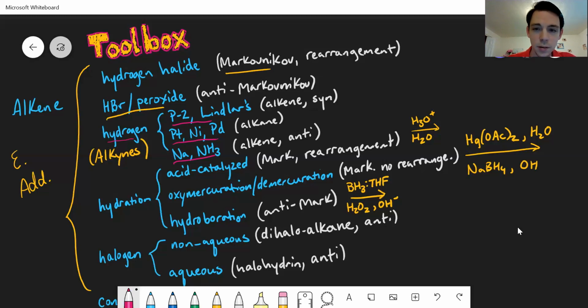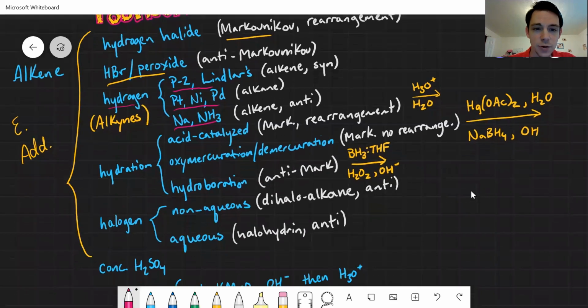Okay. Next, we've got hydration reactions. We did a video on that earlier. 3 different types of hydration reactions. The first, most common one is acid catalyzed. This is most likely what you will do if you do a lab in college. It's safe. It turns an alkene into an alcohol. It follows Markovnikov, and it allows for rearrangement. So this would not be super useful for making a primary alcohol unless you were using ethene.